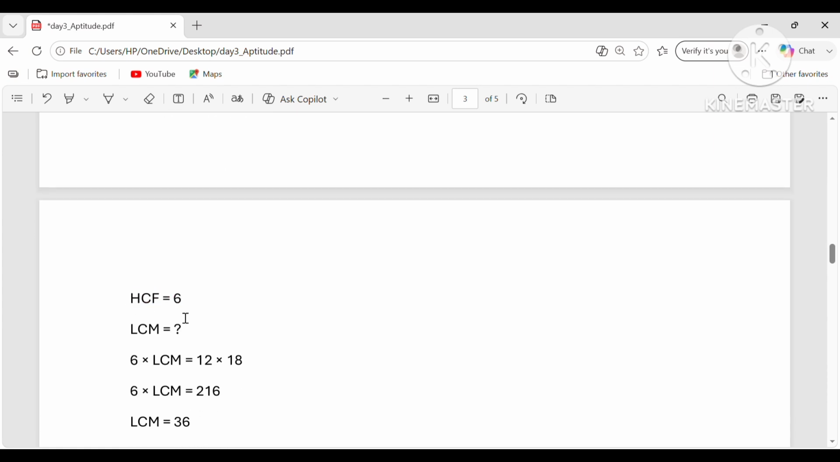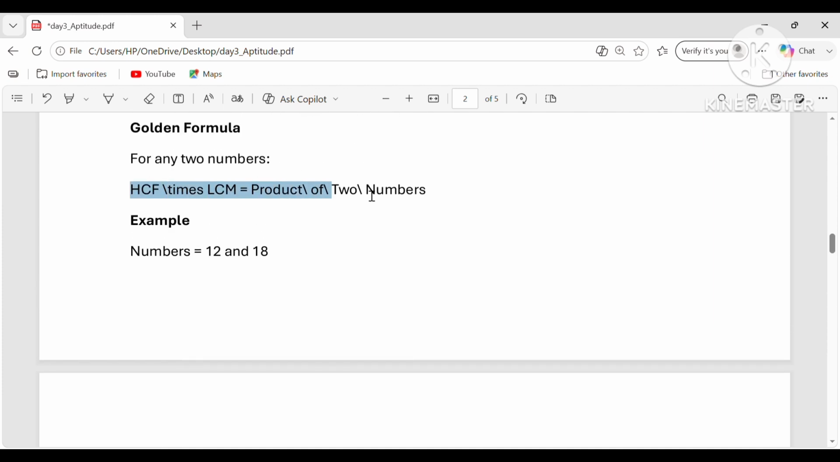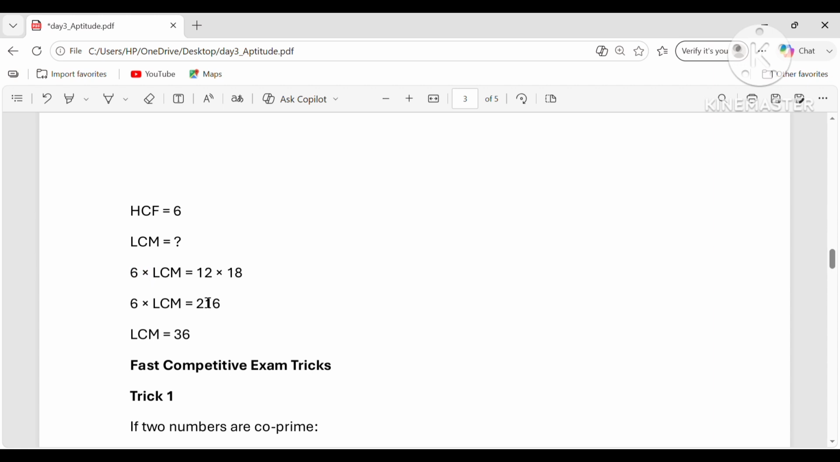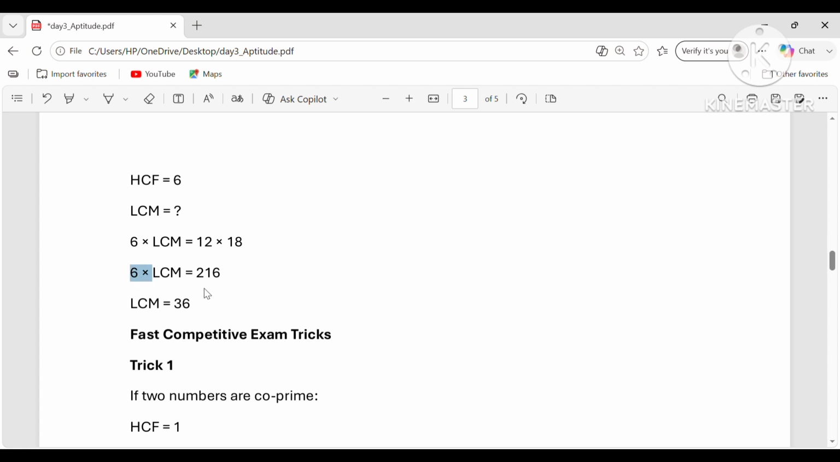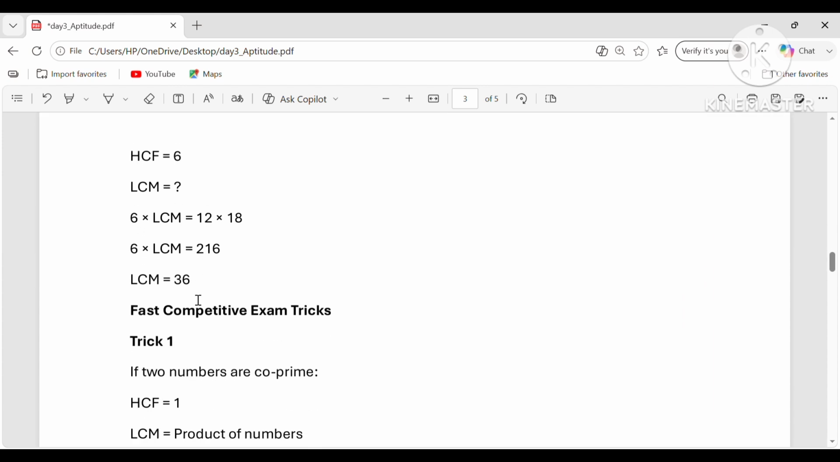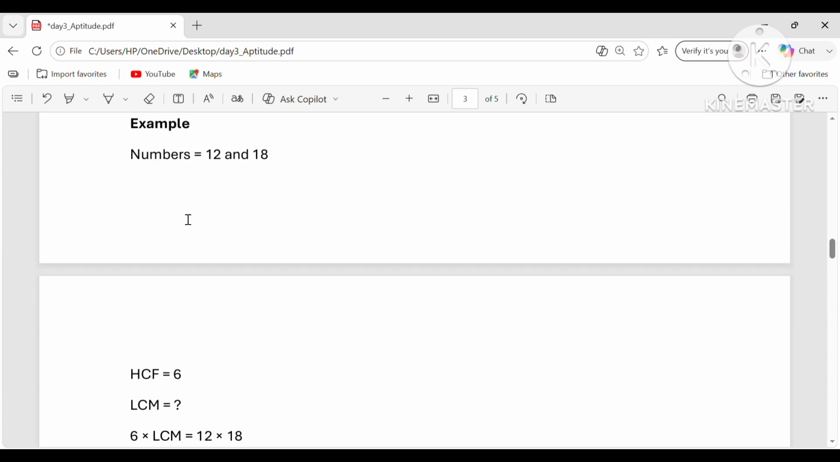substitute the values into this formula, HCF into LCM equals product of two numbers, right? So we substituted 6 as HCF, and LCM, and the product of two numbers, 12 and 18. Solving this, we multiply these two numbers, then we get 216. So we need to divide it by 6, then we will get 36 as the LCM. This is the golden rule for finding LCM or HCF.